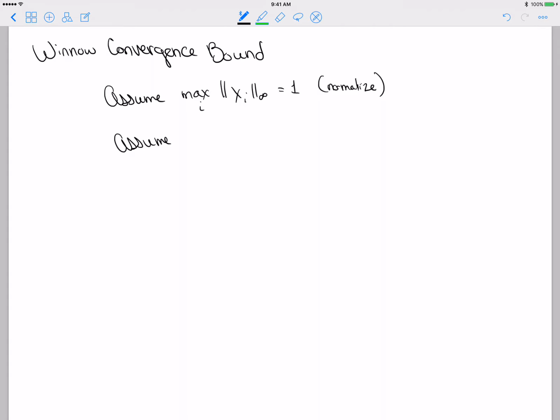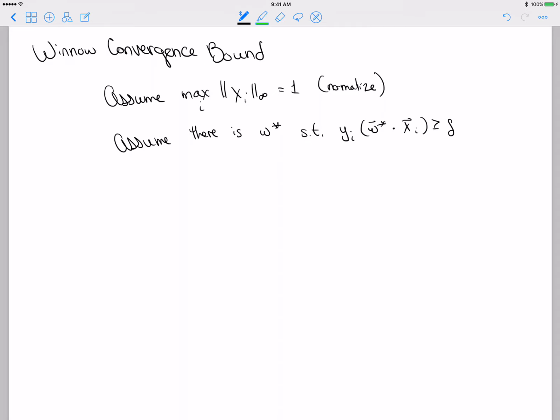Okay, so let's talk about the Winnow convergence bound. We start by assuming that all the data live in a box, because you can always normalize them so that they do. And then again, similar to perceptron, we're going to assume that there is a hyperplane that separates all the data really well. Assume that there's a W star such that the data are perfectly separated with a margin of at least delta.